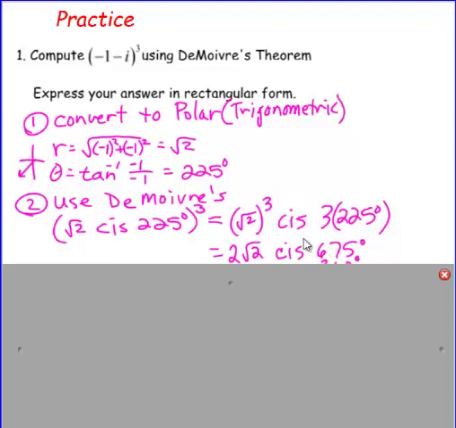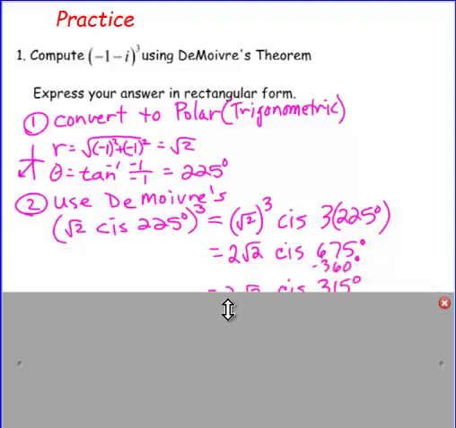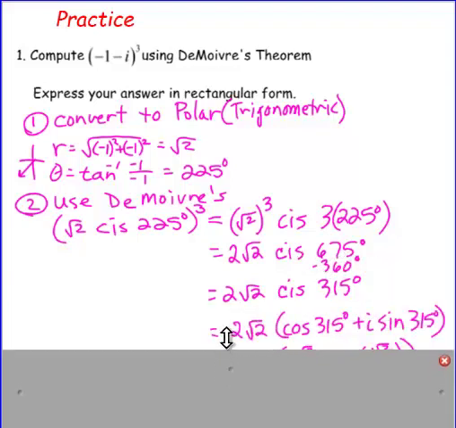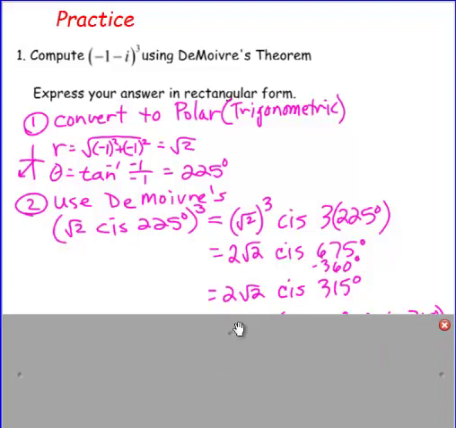Then one thing to note is that we always want this angle measurement to be a number between 0 and 360. So then I have to find the equivalent angle measurement to 675 that is between 0 and 360. So I subtract 360 until I get to a positive value that is between 0 and 360. So 675 degrees is equivalent to 315 degrees. If I do the sine of 315, I get the exact same answer as if I do the sine of 675. So this is our polar form of that number raised to the 3rd power.